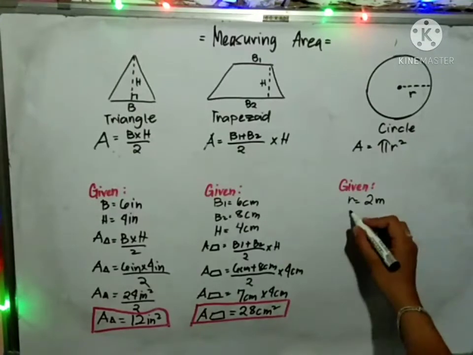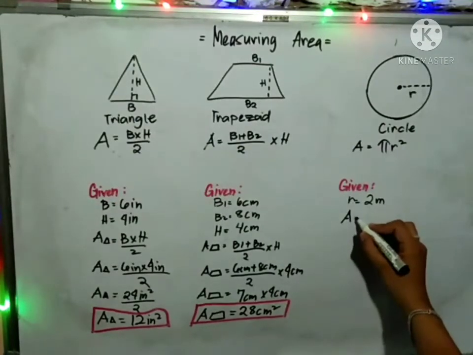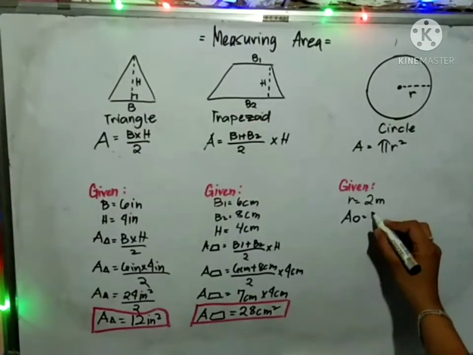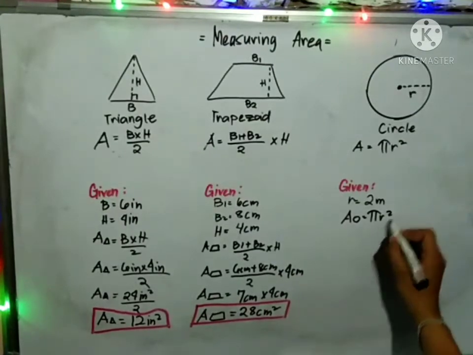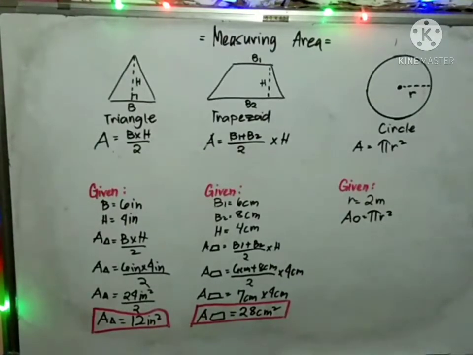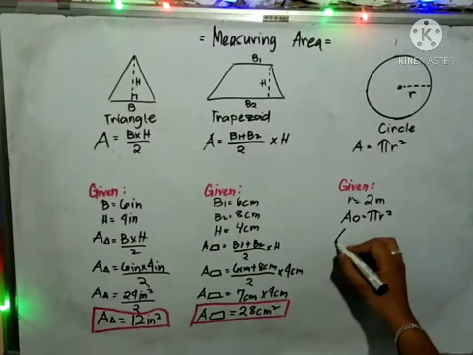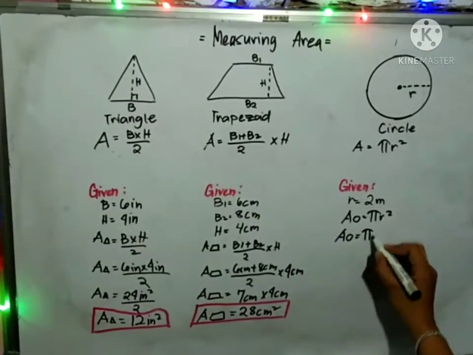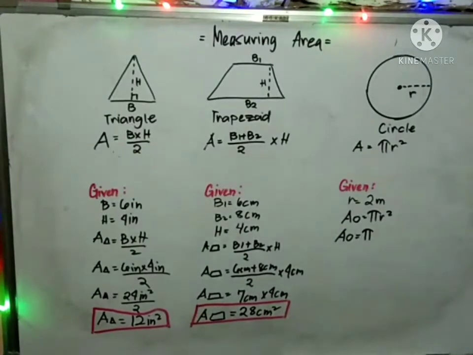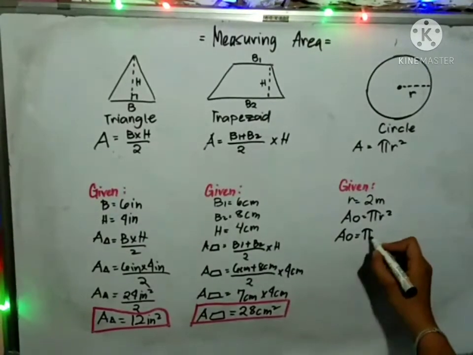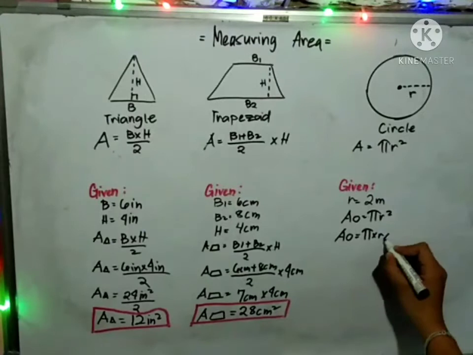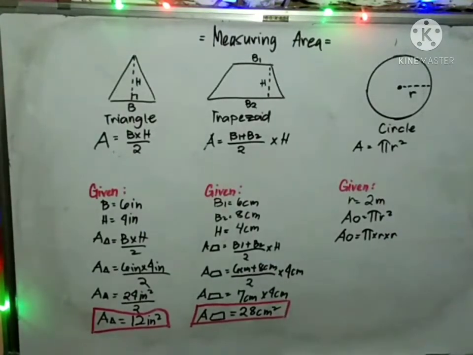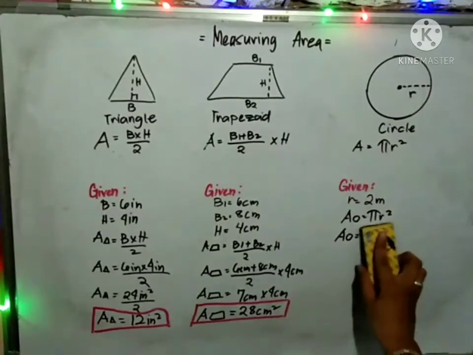So, ang area daw ng circle is equal to pi r squared. Ano ba yung r squared? Okay, para mas madali, hindi kayo malito. Area of the circle is equal to pi, ang r squared po, so pi times r times r. Okay po, ulitin natin, palaki natin para makita nyo.